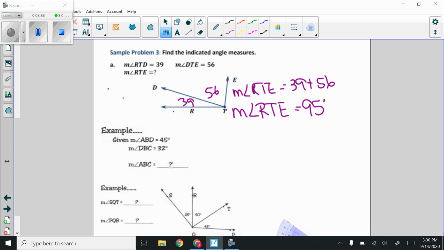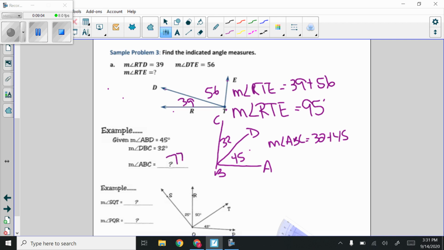Given the measure of angle ABD is 45, the measure of angle DBC is 32, it wants to know what is the measure of angle ABC. There's not a picture here. If it helps you to draw a picture, you could draw, so let's say this is ABD 45, DBC 32. So ABC is the whole thing. So the measure of angle ABC is going to equal 32 plus 45. So when I add 32 and 45, I get 77 degrees.